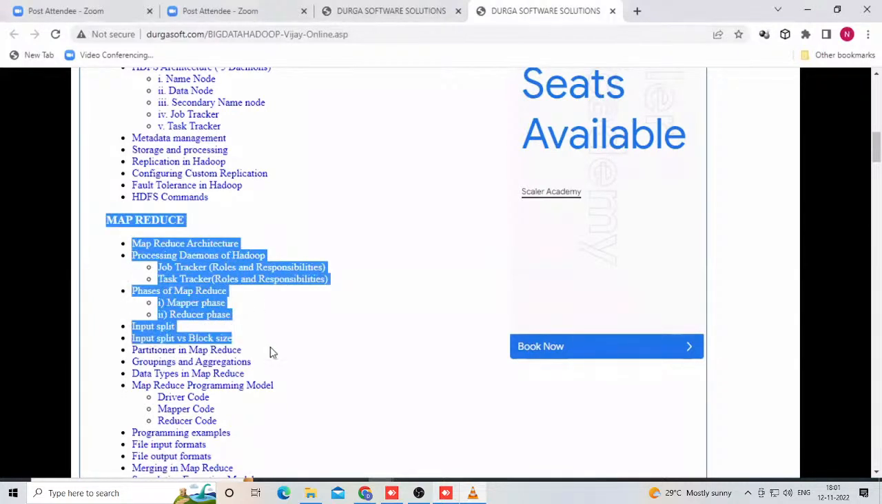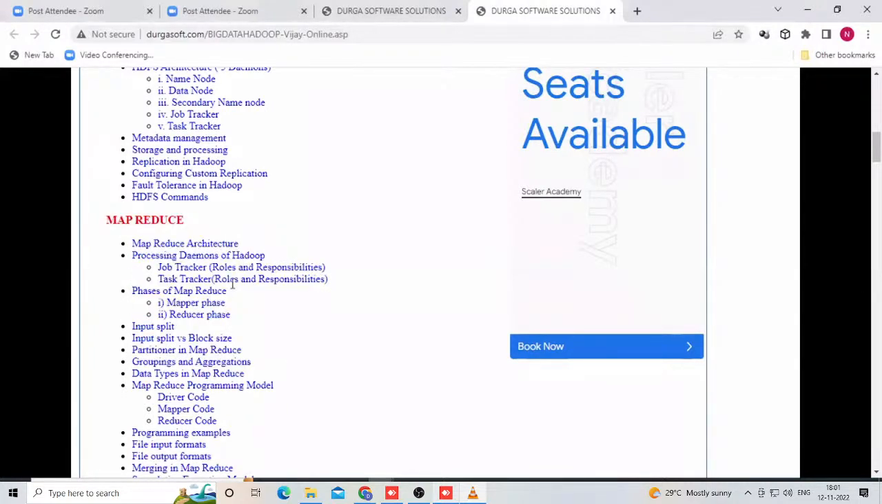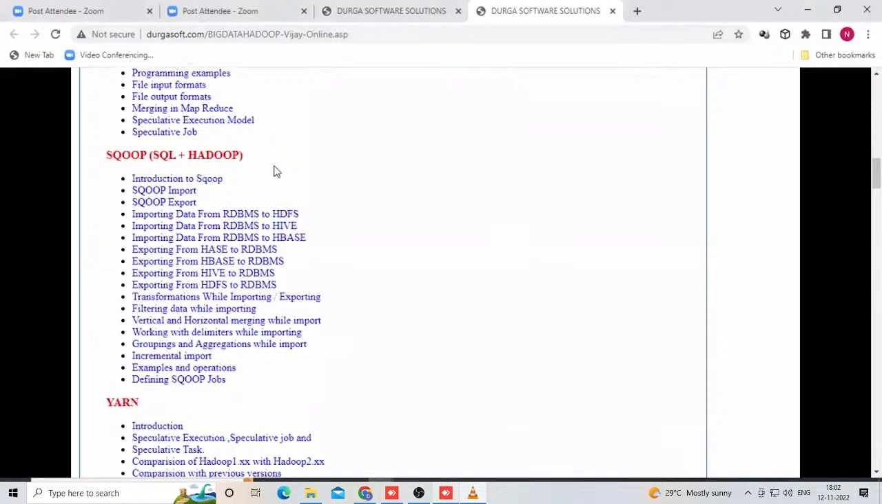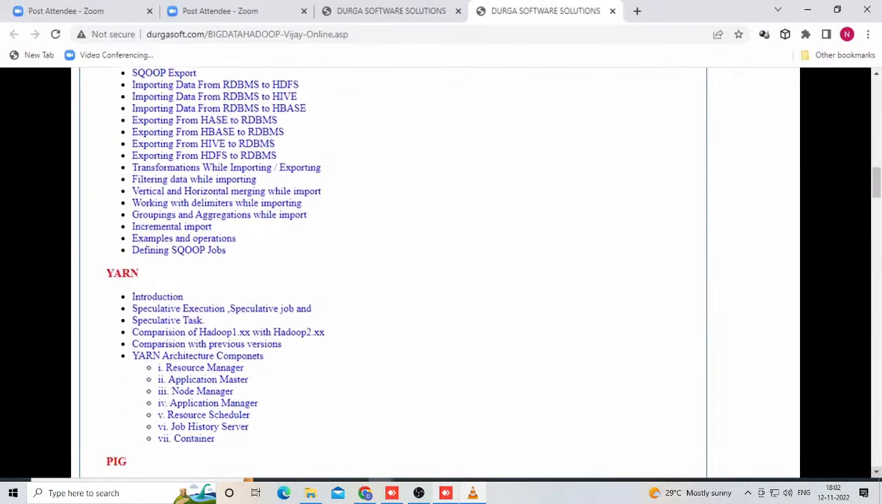So here, MapReduce, meant for processing, is a parallel execution model. And Sqoop for import and export operations, for pulling the data from databases to Hadoop, and exporting data from Hadoop to databases. Sqoop import: SQL plus Hadoop. YARN, Yet Another Resource Negotiator, right?